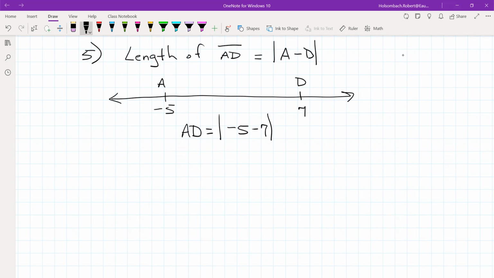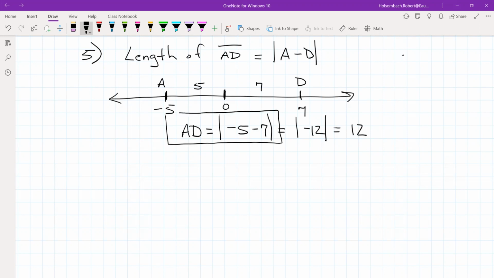The absolute value of -5 minus 7 is equal to the absolute value of -12. And the absolute value of -12 is equal to 12. So the distance from A to D is 12 units. And it should just make a little bit of sense to you, because from -5 to 0 is 5 units. And from 0 to 7 is 7 units. And 5 plus 7 is 12. But this is the surefire way to get distance correct every time.